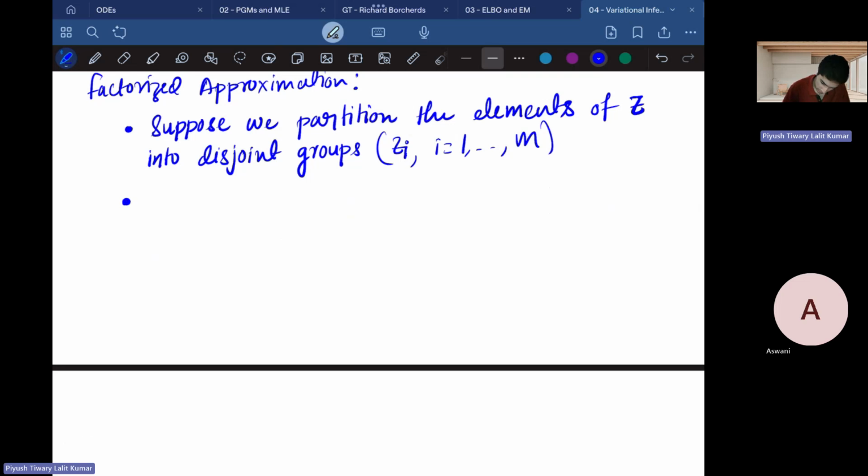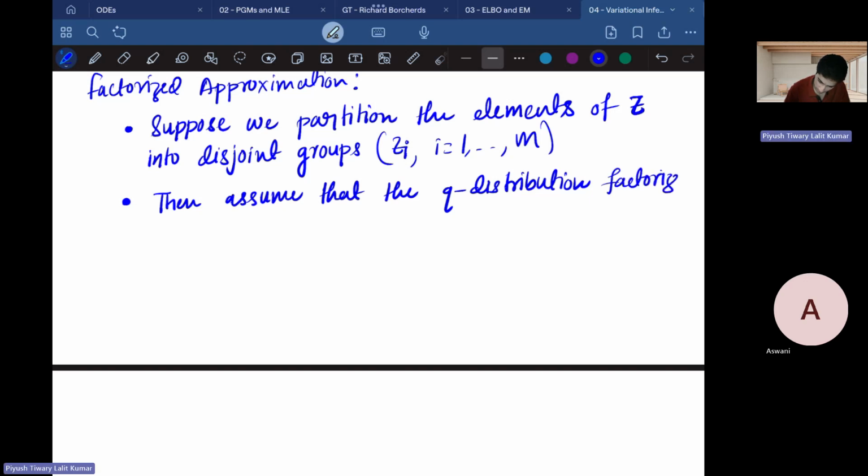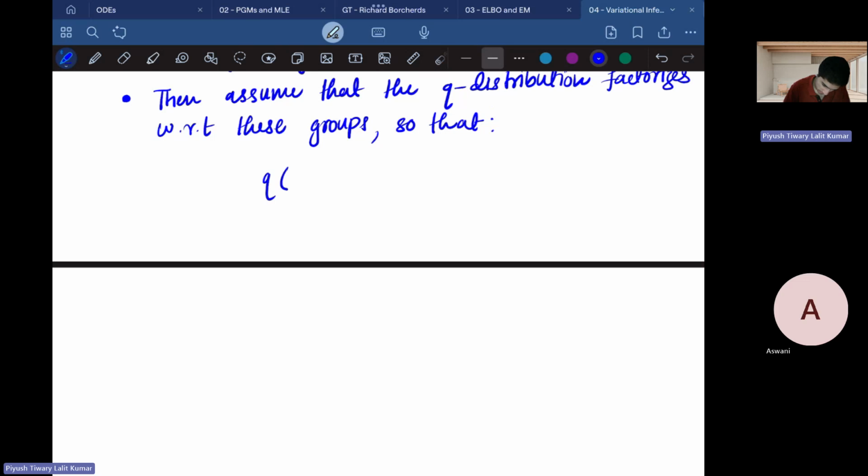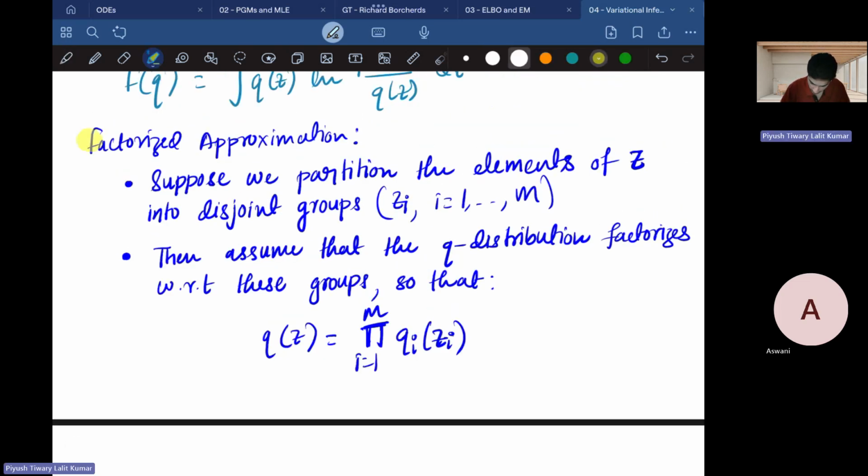And the second thing is, assume that the Q distribution factorizes with respect to these groups, so that Q of Z is equal to the product of Qi of Zi, with i going from 1 to n. This is your factorized approximation.